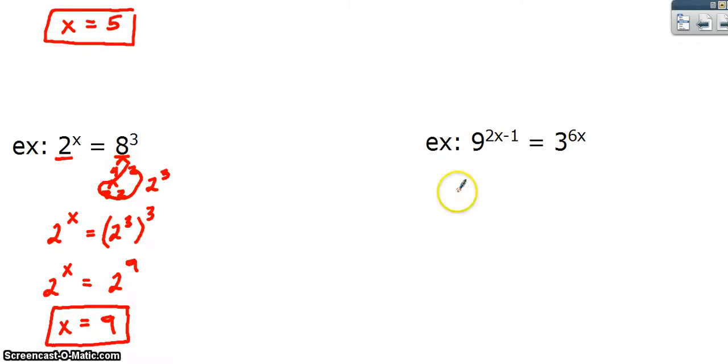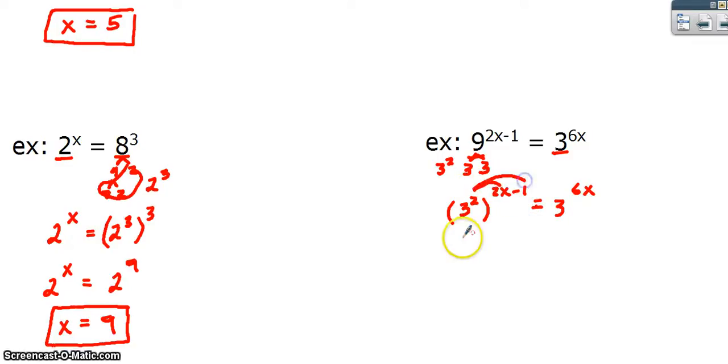All right, let's try one over here with a little more algebra in it. Same deal, the bases aren't the same. 3 can't be changed because it's already a prime number, but 9 I can break down to 3 times 3. That's 3 squared. So this is 3 squared to the 2x minus 1 equals 3 to the 6x. Power to a power rule says I multiply these two exponents, so I'm going to have to do some distributing here. 3 to the 4x minus 2 equals 3 to the 6x.